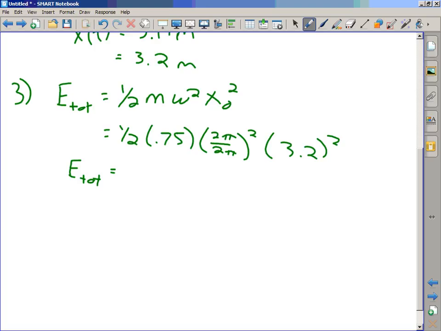Say that again? I got 4.59. 4.59? Plug that in, I got 1/2 times 0.75, 1 squared, that all goes away, so 1/2 times 0.75 times 3.2 squared. 3.2 squared is a little bit more than 9. Cut that in half, so you're looking at somewhere around 4 or 5 times 0.75, so I'm thinking 3, 4, somewhere in there.